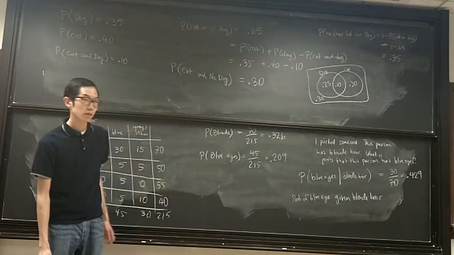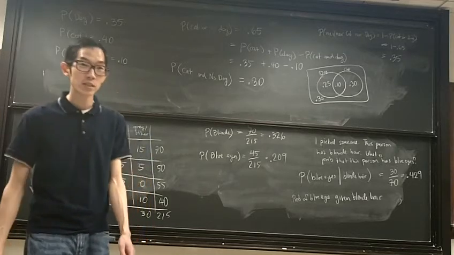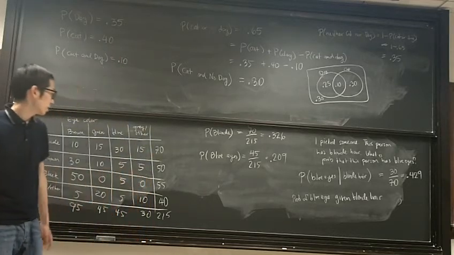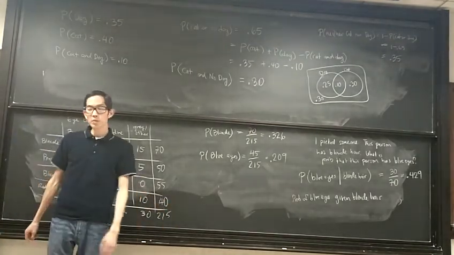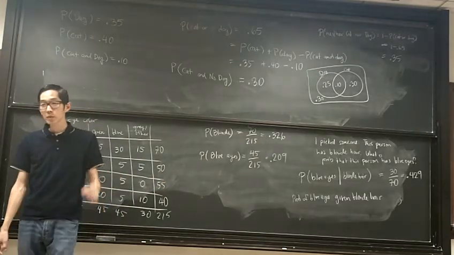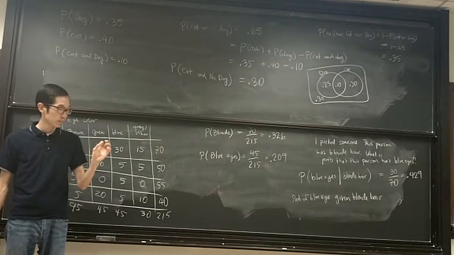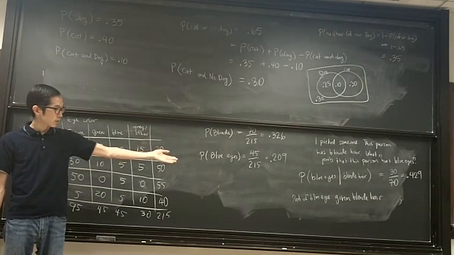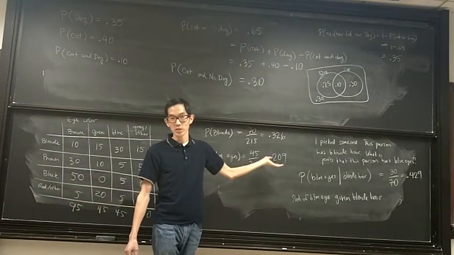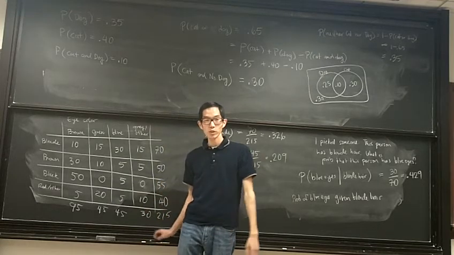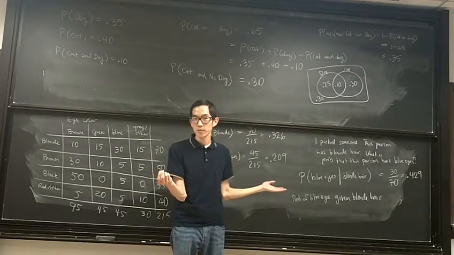You're singling out the blonde people. Huh? I'm singling out the blonde people? Yeah, the blonde. Alright. So what I'm saying, okay, if I told you I picked someone at random, and I said, what's the probability that this person has blue eyes? Well, your answer is what? 21%. 20.9%. Okay? If I just told you I picked someone at random, what's the probability that this person has blue eyes? You'd tell me 21%. 20.9. 0.209. Okay?